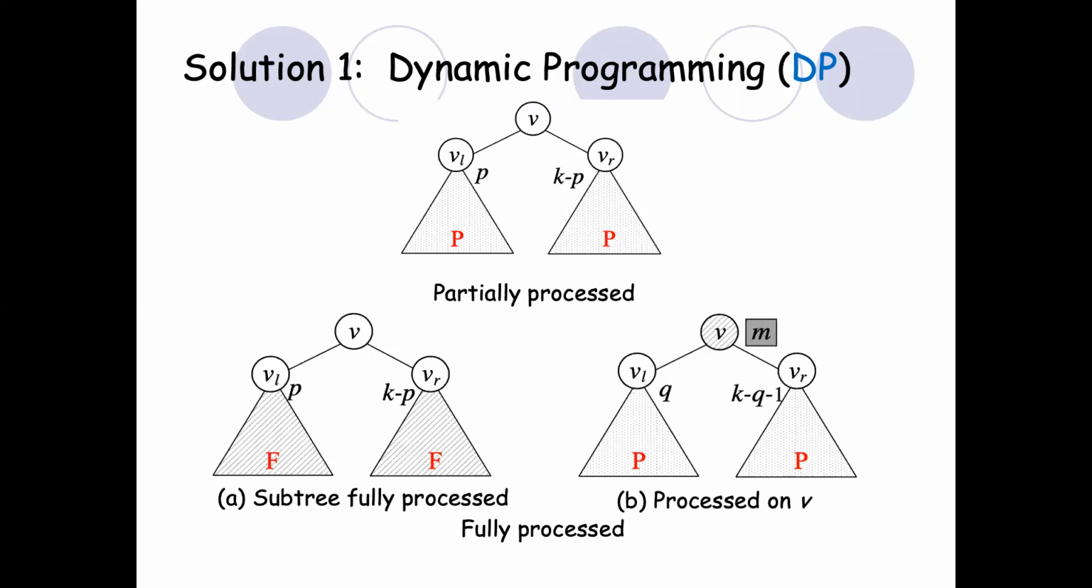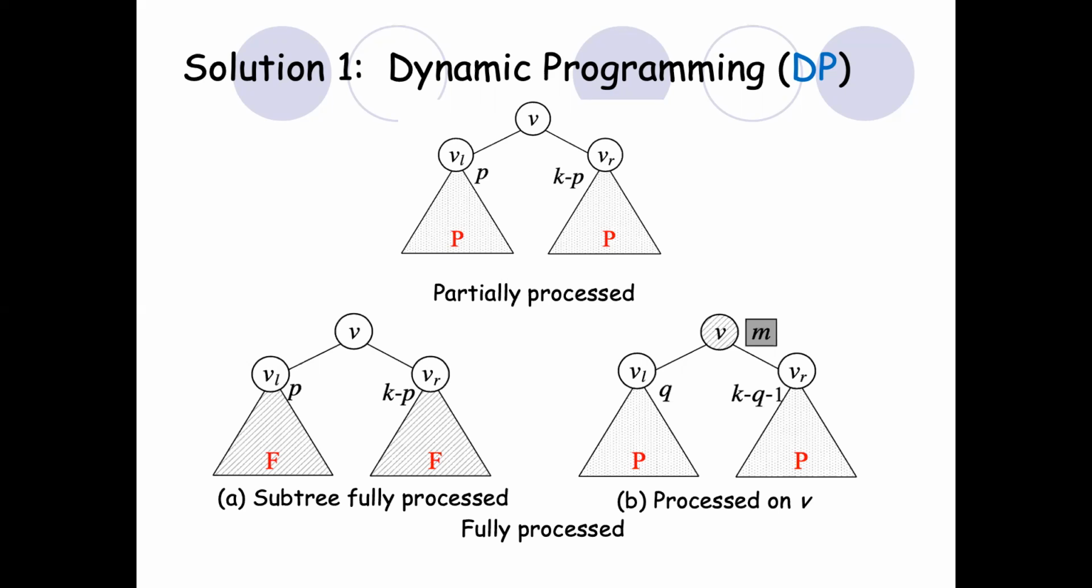If the left subtree deploys P middle boxes, then the right one can only deploy the remaining K minus P middle boxes. So for the fully processed situations, we have two cases, shown in the bottom two figures. In figure A, the left and the right subtrees of V have already been served by totally deploying K middle boxes before V. And the minimum total bandwidth consumption in the subtree TV is selected from all the combinations of allocating the total K middle boxes.